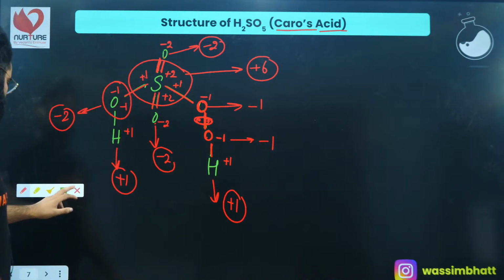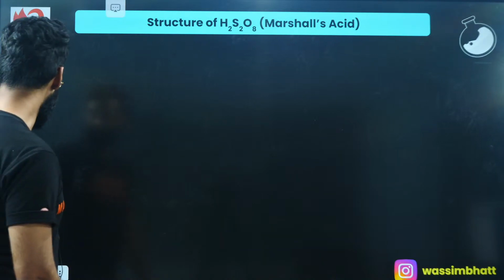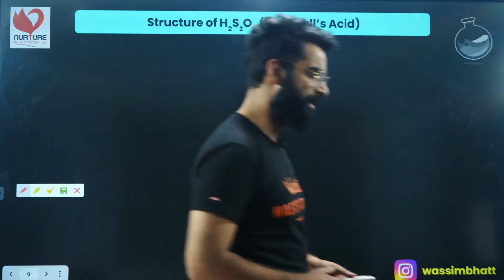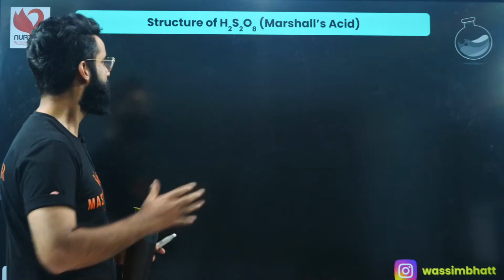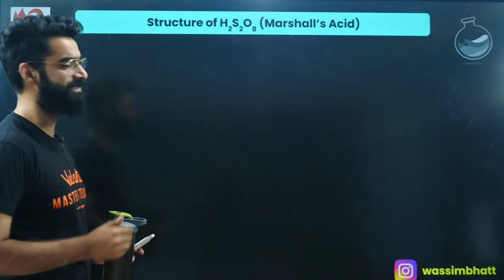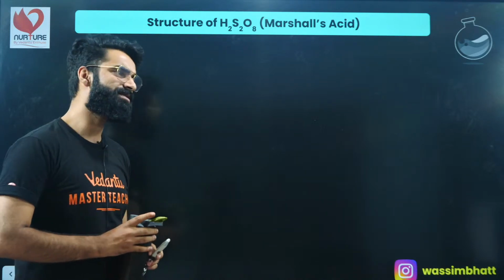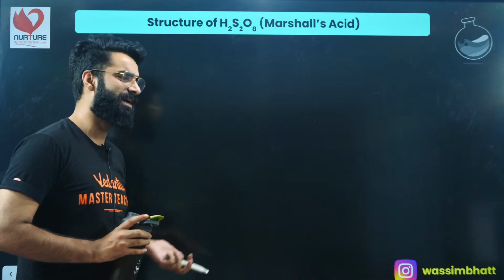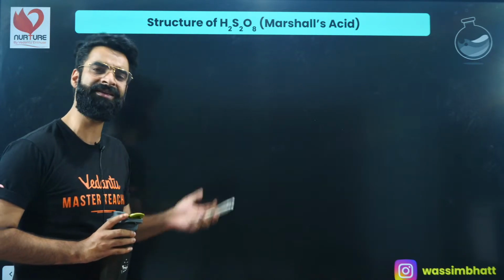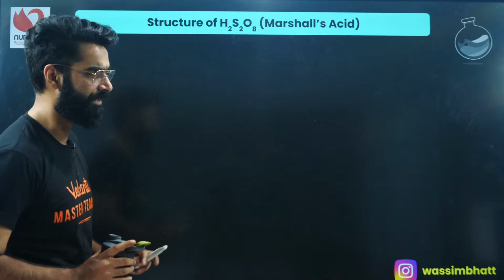Perfect. So let's move on to one more structure. The other one is going to be Marshall's acid. In Marshall's acid, anything can be asked. You can be asked the oxidation state of sulfur, the number of peroxide linkages, how many oxygen atoms are there with -1 oxidation state, or how many with -2 oxidation state. Anything can be asked, but if you know its structure, you can answer every single question from this.